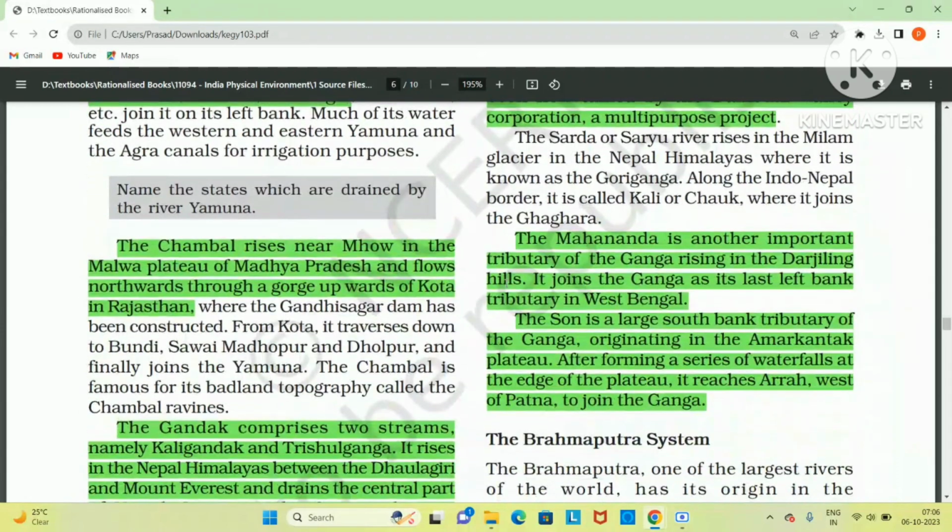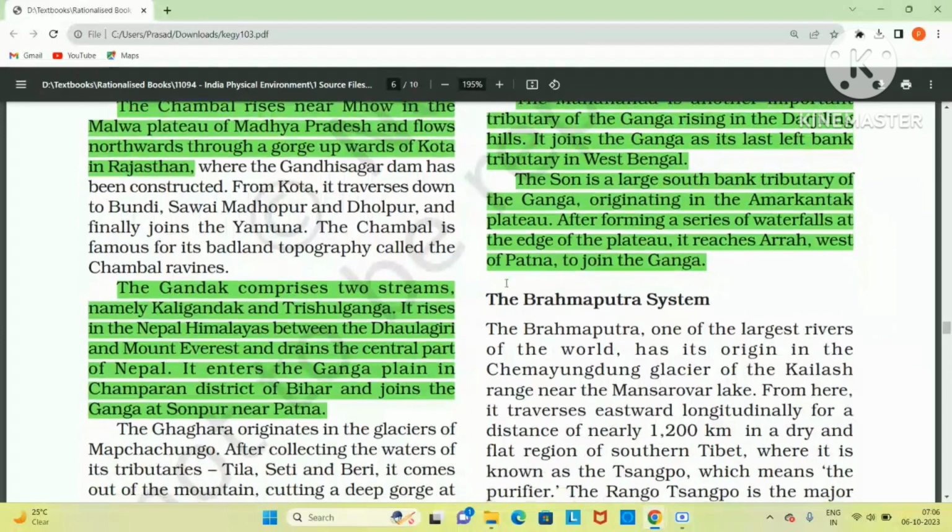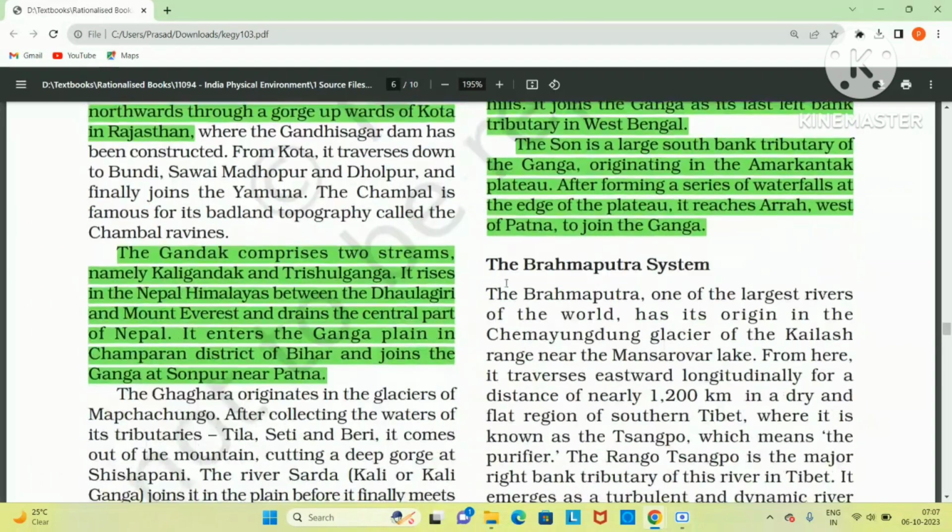The Chambal rises near Mhow in the Malwa Plateau of Madhya Pradesh and flows northward through a gorge upward of Kota in Rajasthan. The Gandak comprises two streams, namely Kali Gandak and the Trishul Ganga. It rises in the Nepal Himalayas between the Dhaulagiri and Mount Everest and drains the central part of Nepal. It enters the Ganga plain in Champaran district of Bihar and joins the Ganga at Sonpur near Patna.